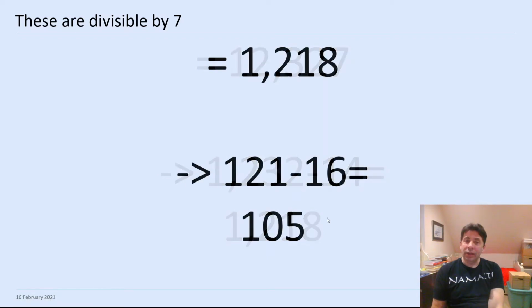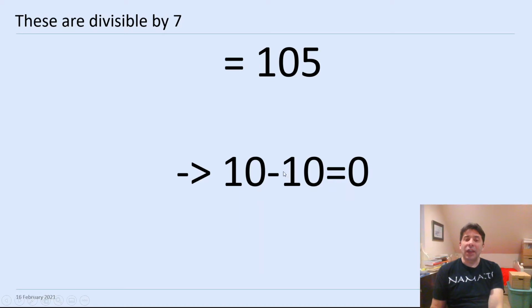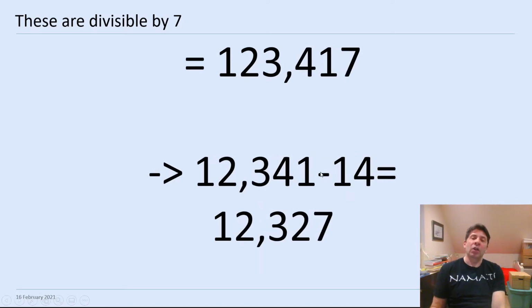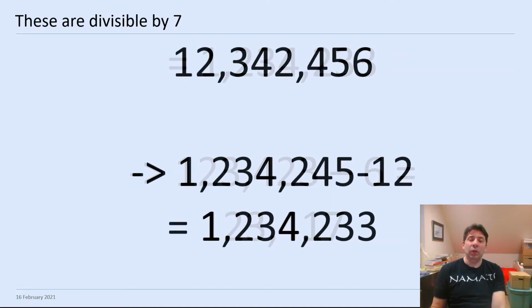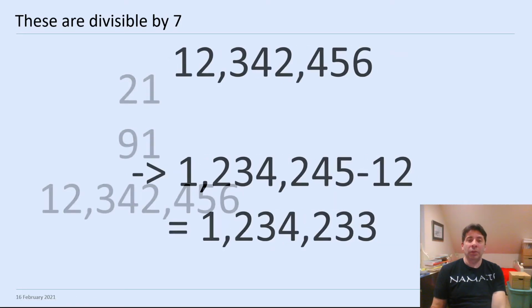Double 8. Take it off 1, 2, 1. 1, 2, 1 minus 16 is 105. Double 5. Take it off 10. 10 minus 10 is 0. So the original thing, which is a big number, is divisible by 7. It is a multiple of 7.